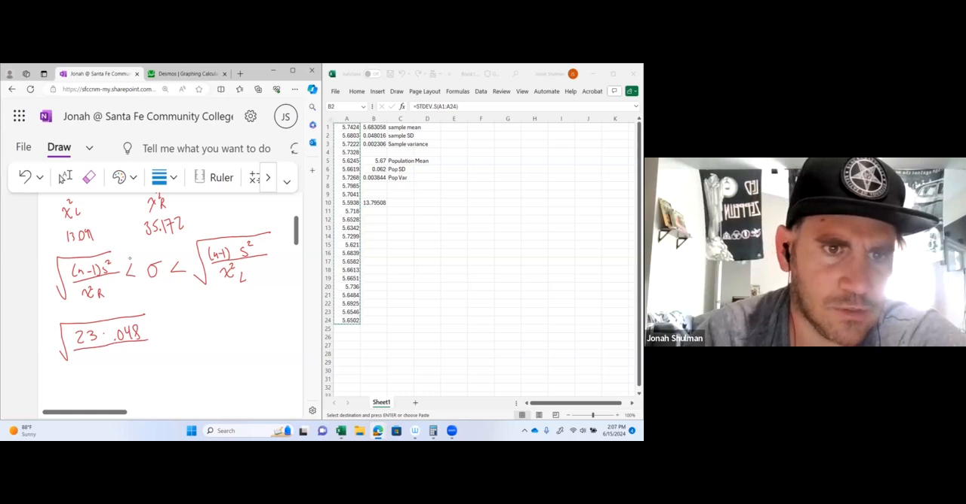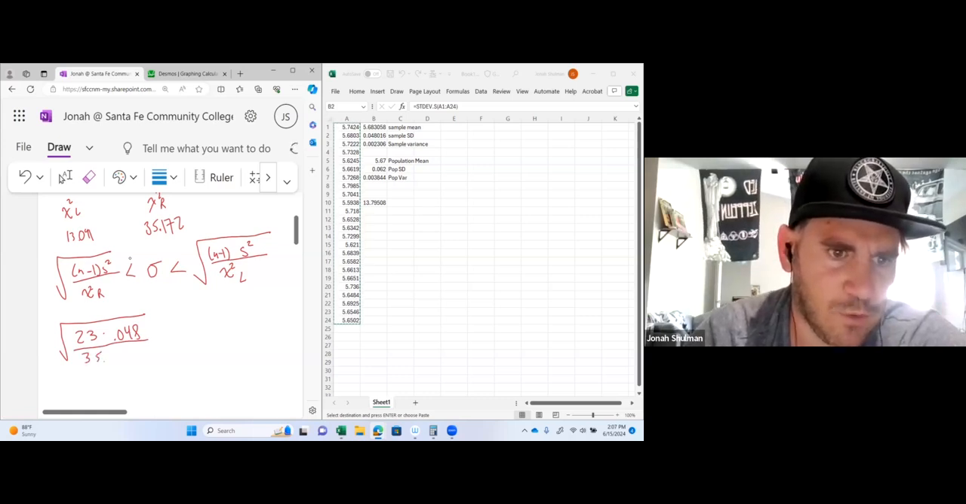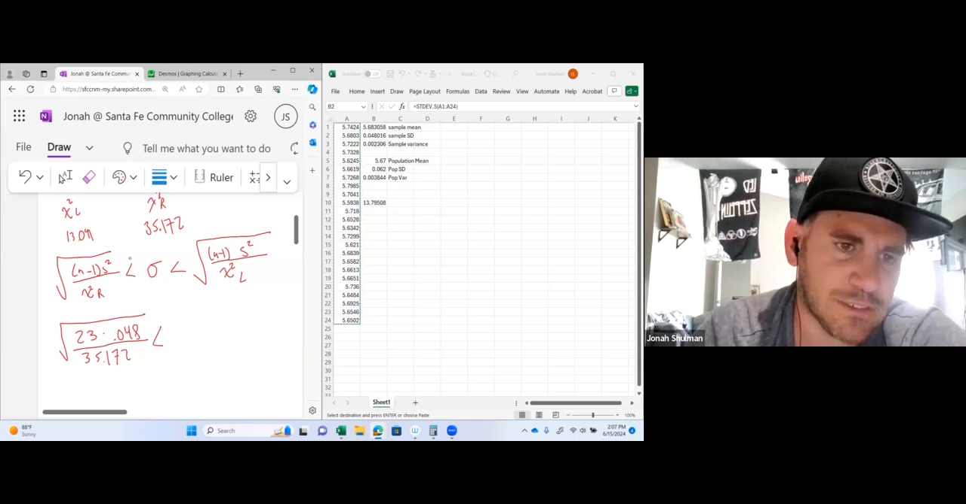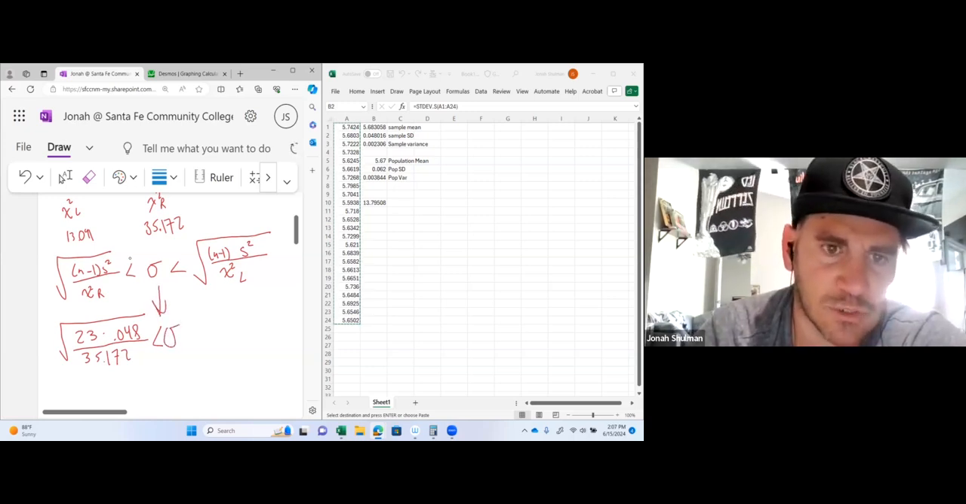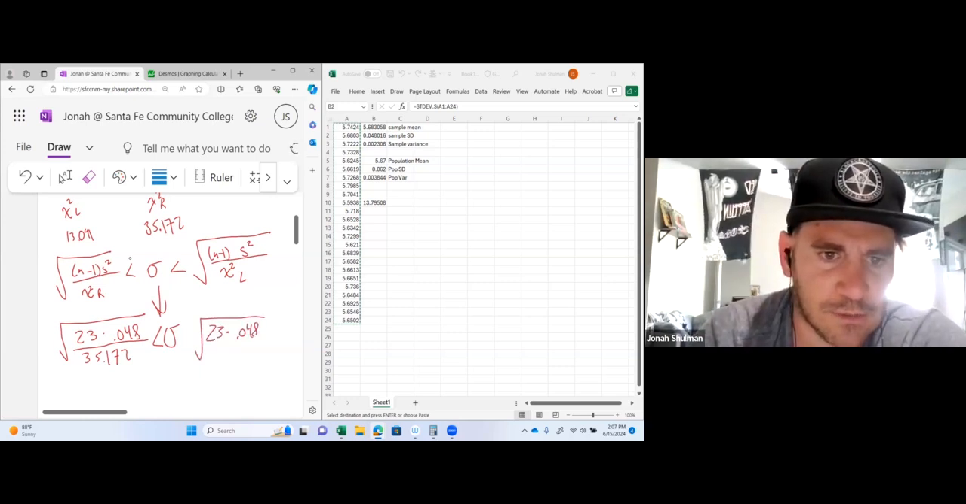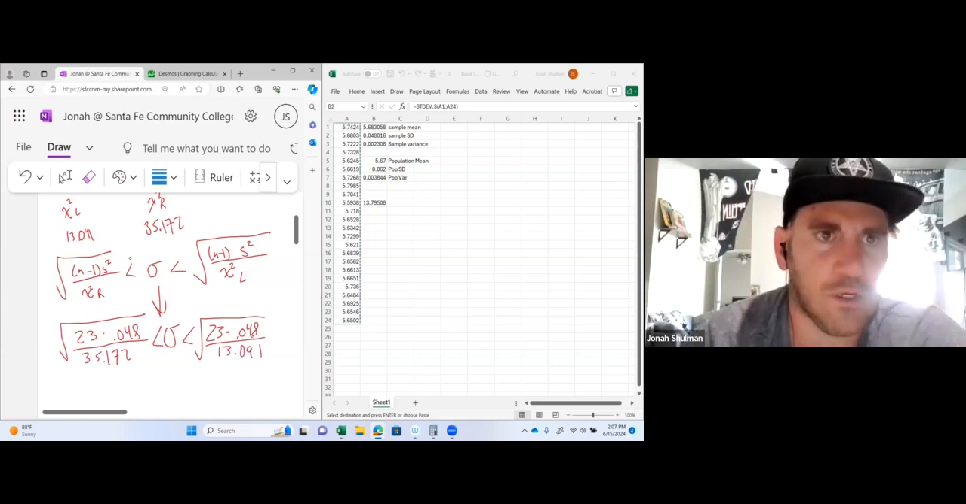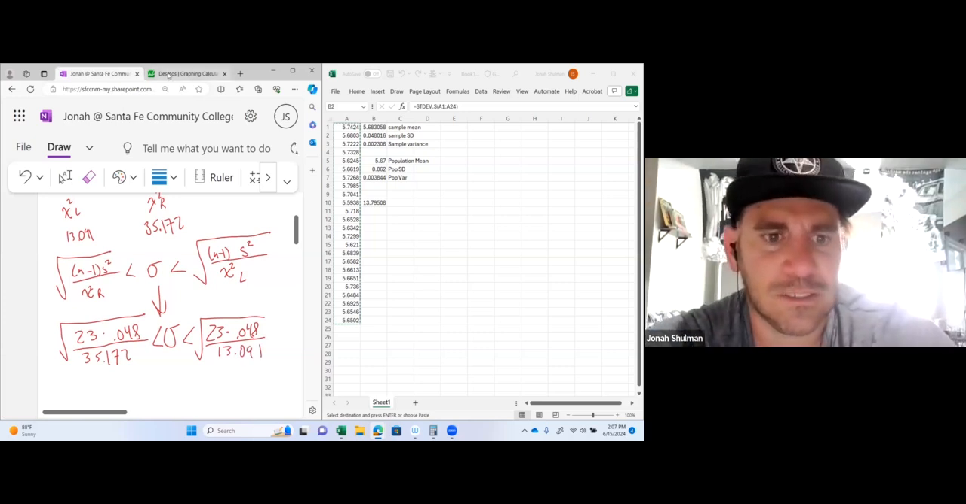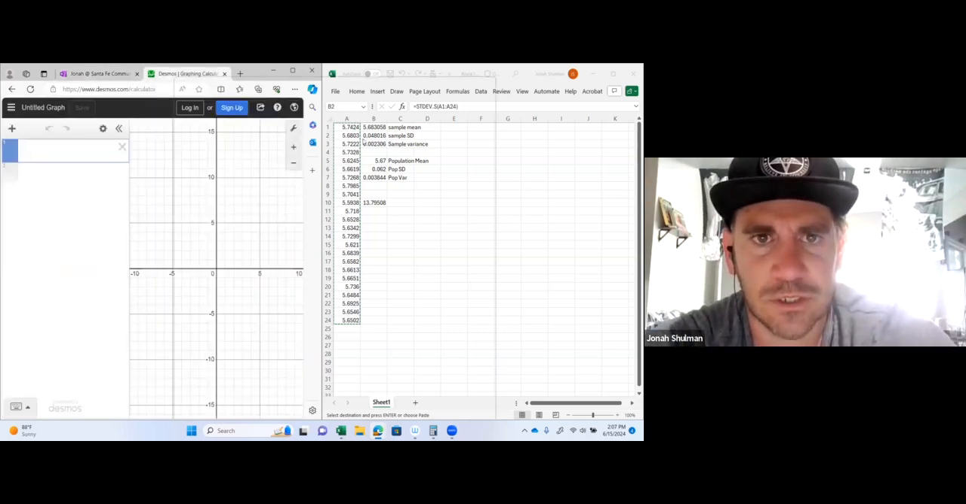Over chi-squared to the right, which is 35.172. And by doing this, we're turning this into a standardized value, so we can use the standard deviation. That's where the square root comes in. So again, 23 times 0.048 divided by the left value, which is going to be 13.091. So as long as I get these two, I should be good to go.